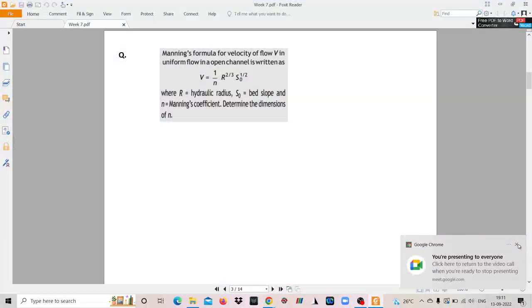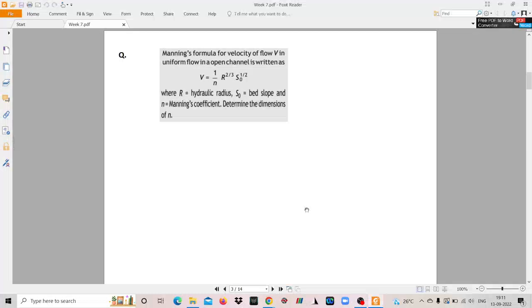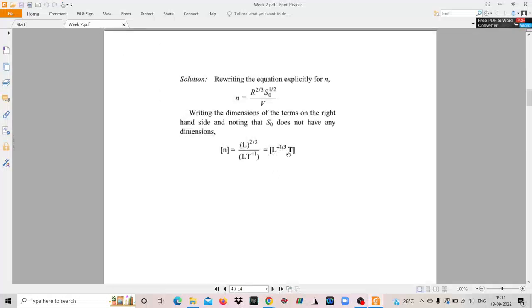Sir, L^-1/3 T. Okay, let's see. L^-1/3 T, yes. So from that equation, n is equal to R^(2/3) S^(1/2) divided by V. For R it is L, for S there is no dimension, and V is L T^-1. After suitable simplifications it is L^-1/3 T.